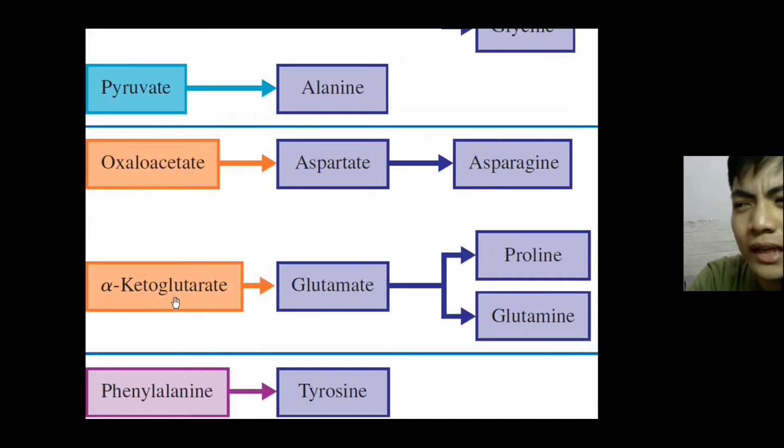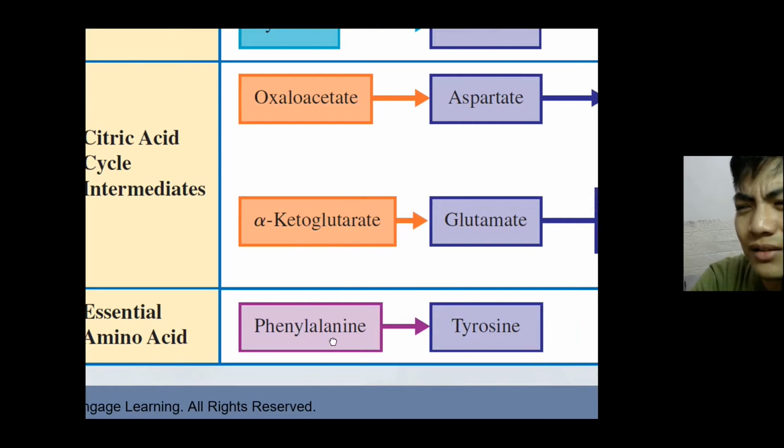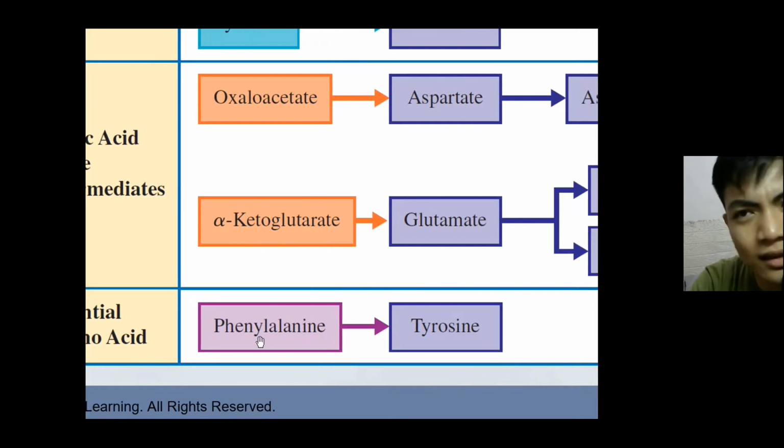The alpha-ketoglutarate can be converted to glutamate and eventually, through transamination process, pwede tayong makagawa ng primary amine, which is the glutamine, or a secondary amine, which is the proline. Okay? So for the essential amino acids, yung mga phenylalanine na na-consume natin sa body, onting reaction lang, pwede mo siyang gawing tyrosine. So, yun.